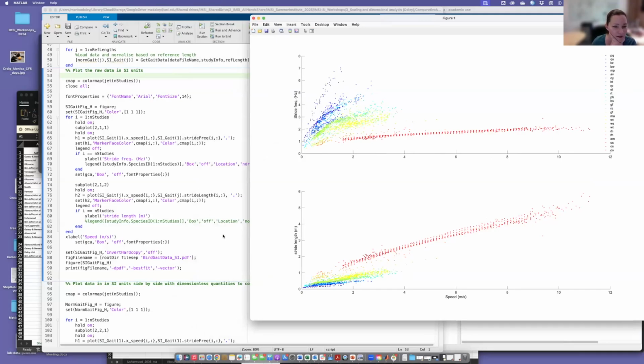Anybody going to help me out here? It seems like they take different approaches to increase their speed based on size. Yeah, so if you're looking in terms of SI quantities, there are certainly differences in the stride frequency and stride length relationships in terms of the slope of each of them with speed when we're looking at SI units. So any other thoughts?